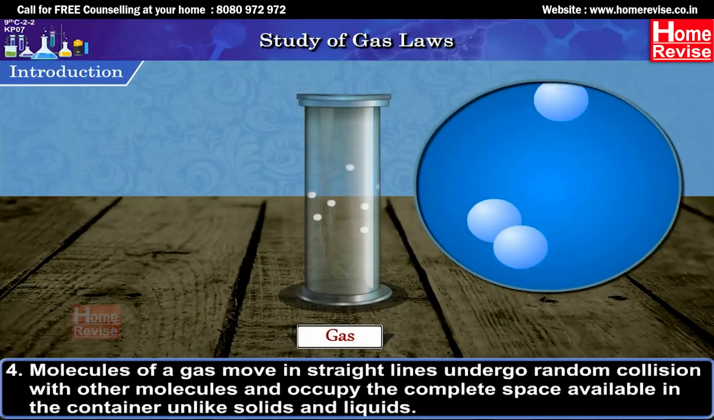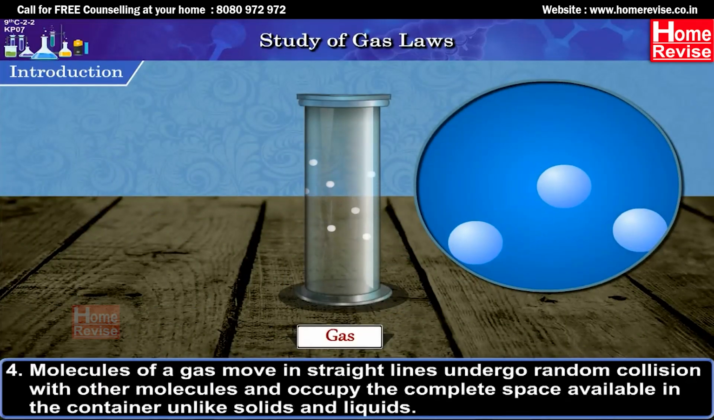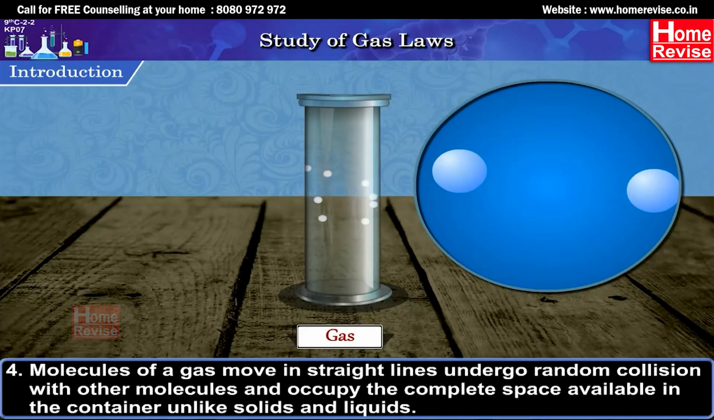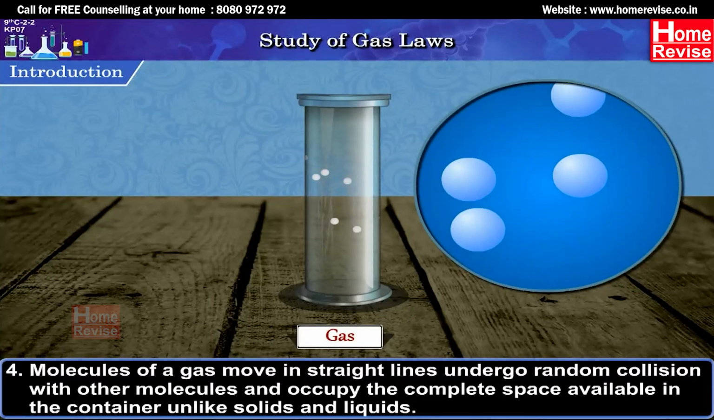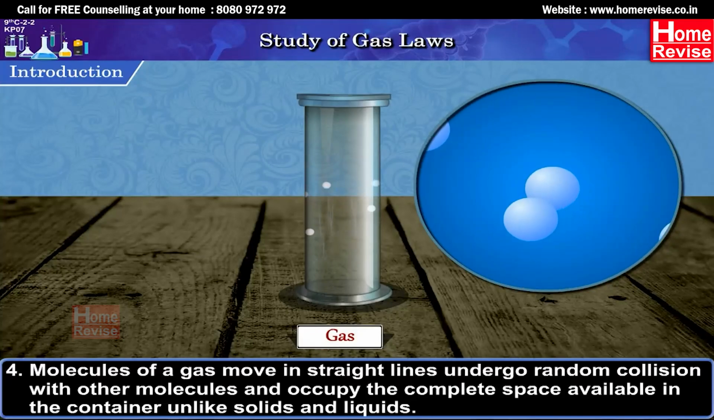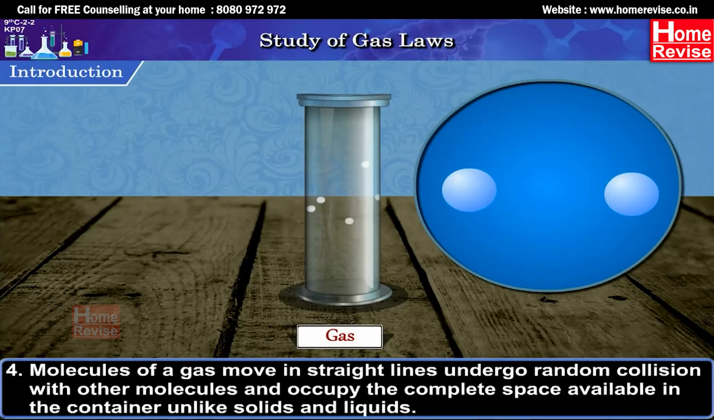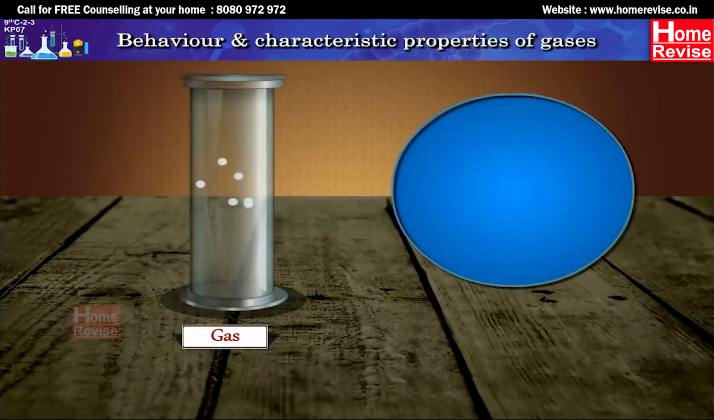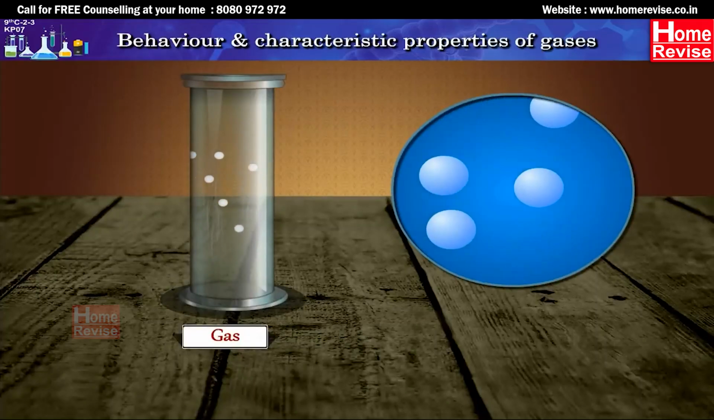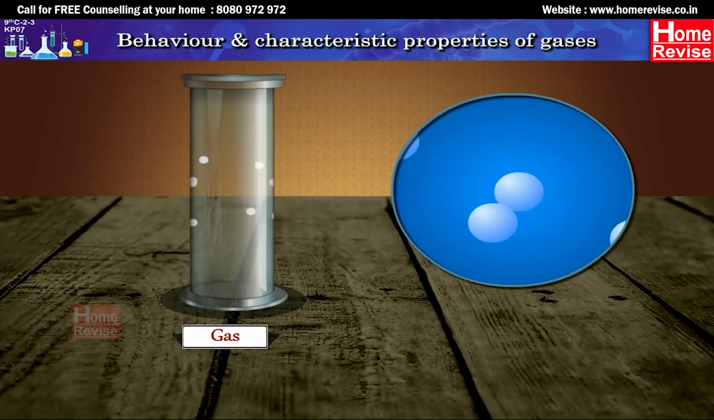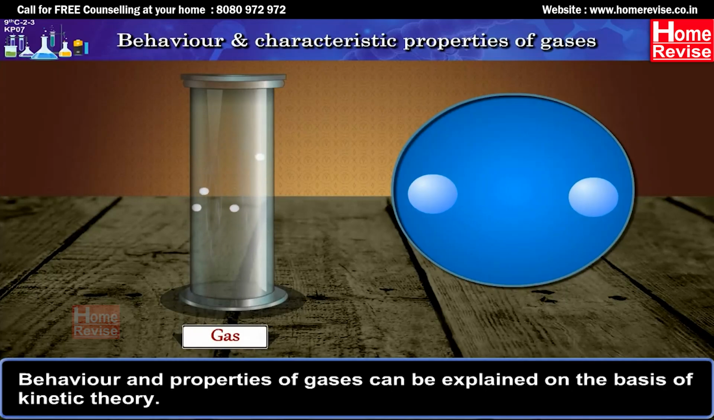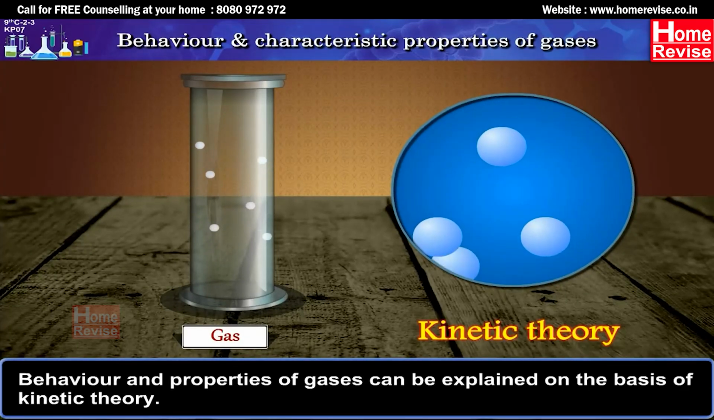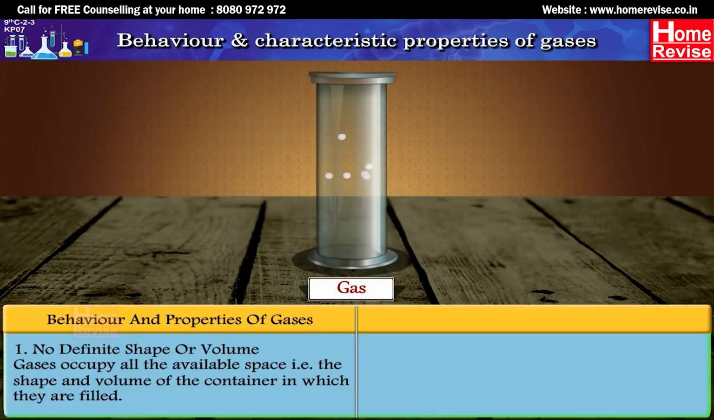4. Molecules of a gas move in straight lines, undergo random collision with other molecules, and occupy the complete space available in the container, unlike solids and liquids. Behavior and characteristic properties of gases. Behavior and properties of gases can be explained on the basis of kinetic theory. First, let's see the behavior and properties of gases.